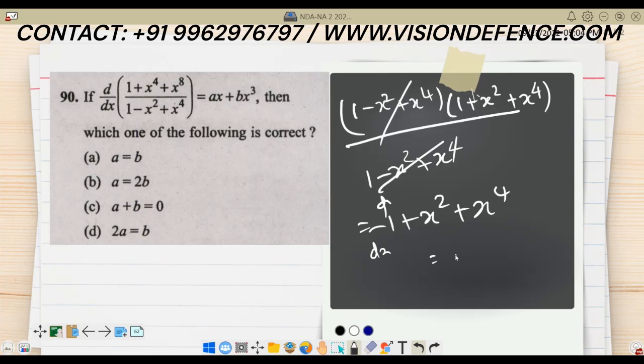Right. So d by dx is going to be 2x plus 4x cube. So compare. A is going to be 2, B is going to be 4. Right. So 2a equal to b. B is your answer. Okay.